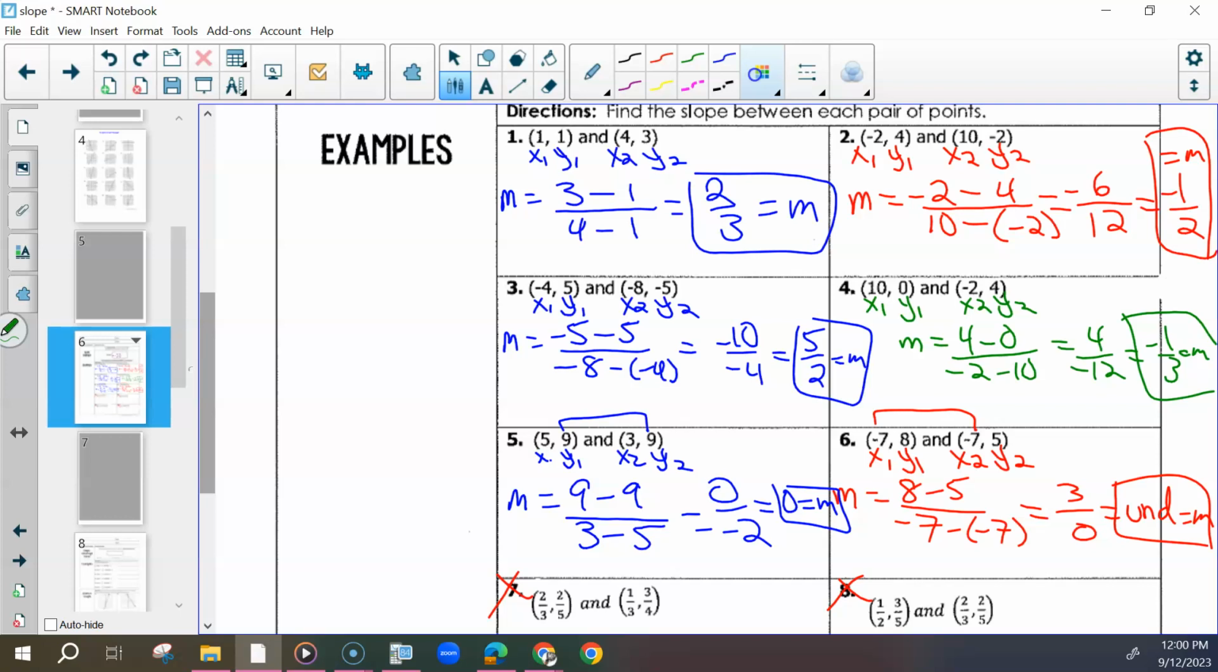So we should have gotten positive 5 over 2 with it, and negative 1 over 3. You guys said you were something wrong, but it should have been positive. But we were close. Right? Do we have any questions about any of that?